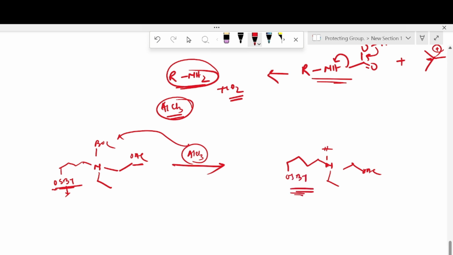So what is this protecting group? It is known as tertiary butyldimethylsilane, SiMe2, then tertiary butyl. So this is all about the protection of the amine functional group.